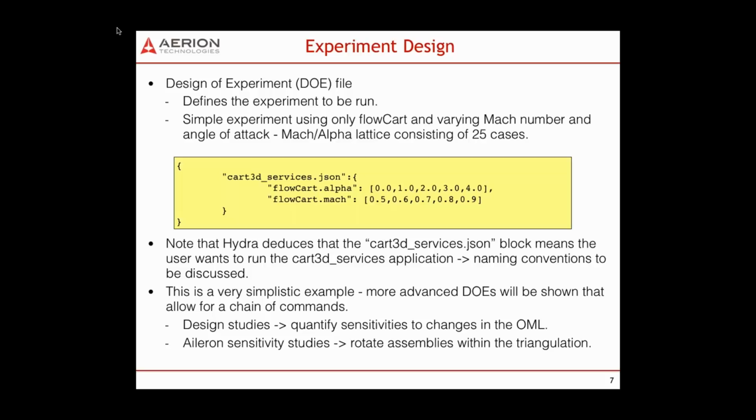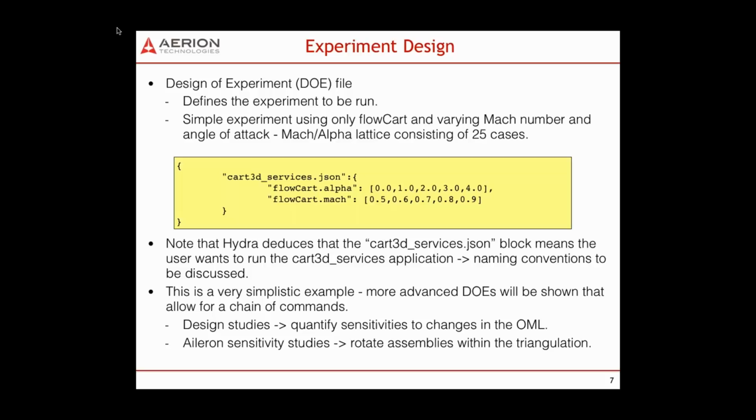The DOE file is comprised of 3 lines. The first one, cart3dservices.json, is basically the name of the template file that we're going to use, and then it says I want to vary the key value. I want to vary the key inside of that JSON file, the flowcart alpha key and the flowcart Mach key, using the discrete floating point vector, using the discrete values shown in the vectors there to the right of each of those keys. And it basically creates a lattice of 25 cases by permuting each one of those values. Note, there's only 3 lines of text in this particular file.